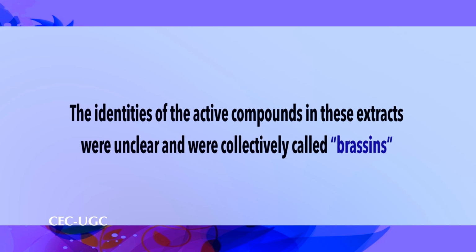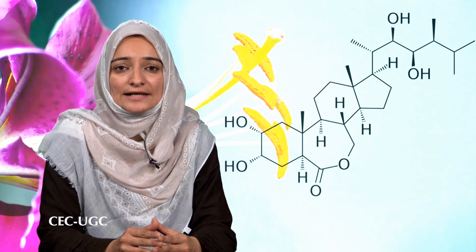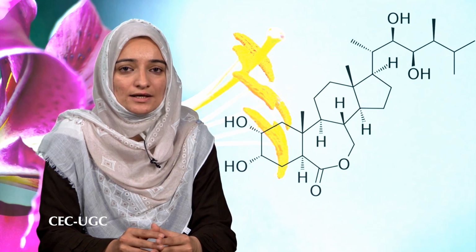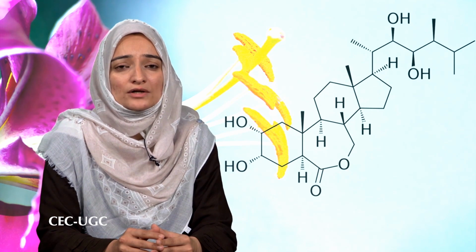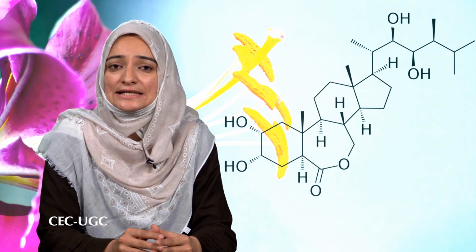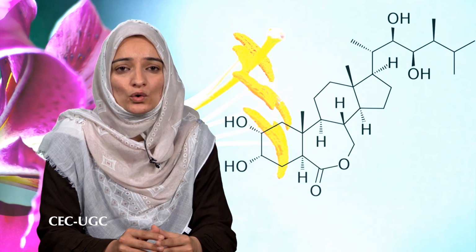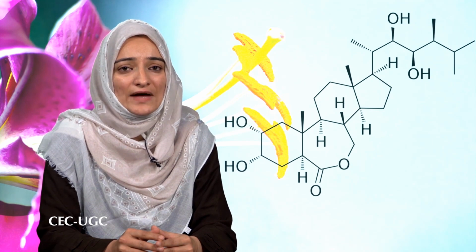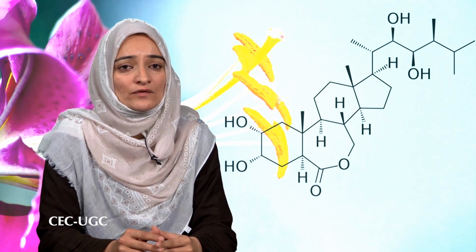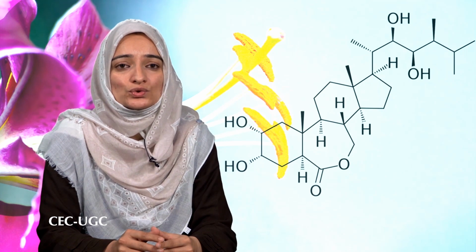The identities of the active compounds in these extracts were unclear and were collectively called brassins, so called because the first extracts were from the genus Brassica. They were found not to be gibberellins, as indicated by some differences in growth pattern such as swelling and curvature of stem, which do not occur in GA-induced growth.